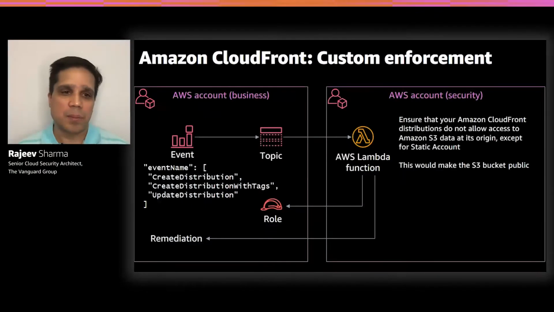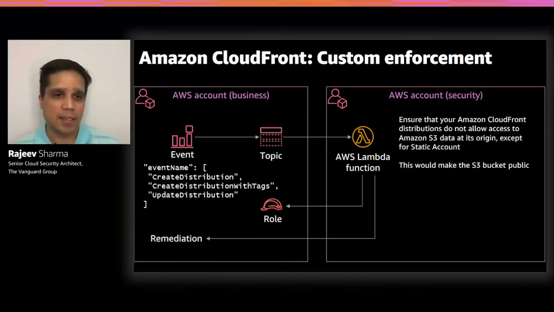And the way that we accomplish that is using things like CloudWatch and CloudTrail events. So here, an event is triggered anytime a distribution is modified or created within the AWS account. And that event is sent through a topic to a Lambda function. And here, this Lambda function ensures that the CloudFront distribution only allows access to the correct S3 buckets in that one account and no other accounts. Because if it had access to a data account, it would then make that data public.